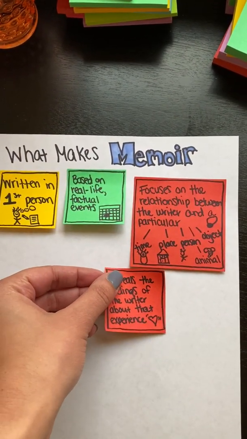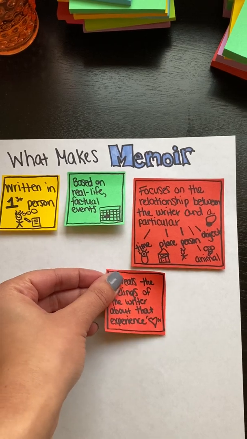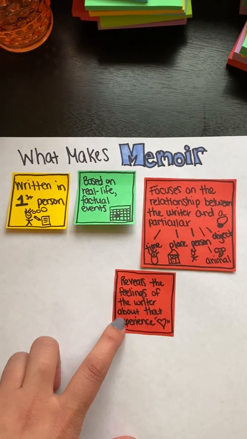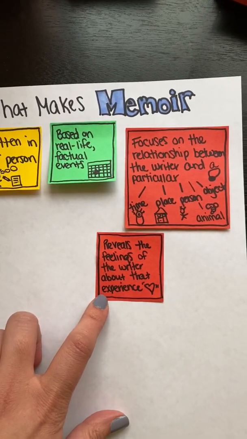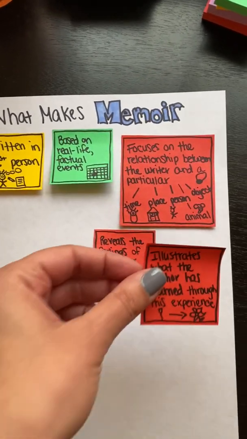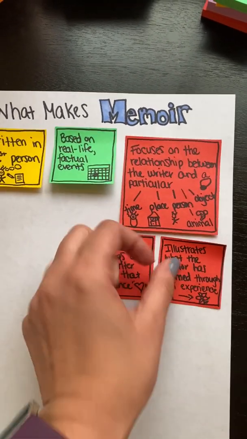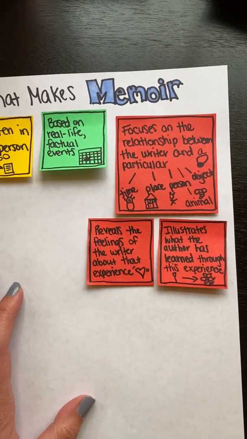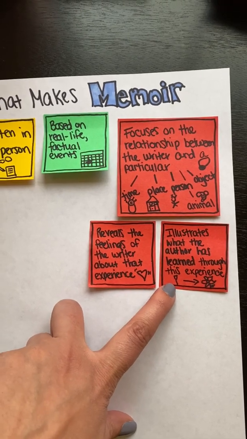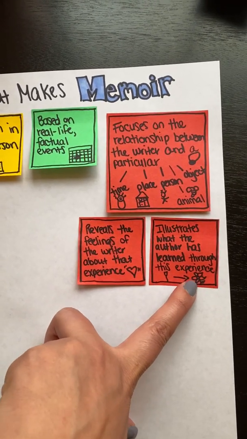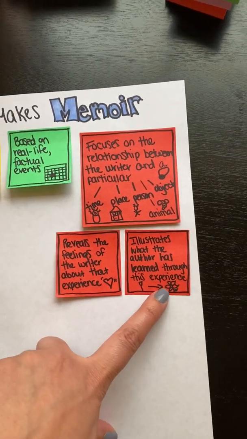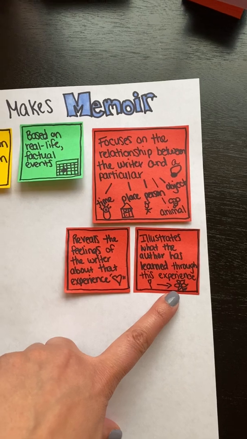And then going off of that, memoirs, through this relationship between the writer and a particular time, place, person, animal, or object, reveal the feelings that they had throughout that experience. And they also illustrate what they have learned through this experience. So the picture that I tried to draw here was a little budding flower, and then towards the end you can see that it's a bloomed flower. So they learned something throughout this experience, and that's why they're choosing to write about it.